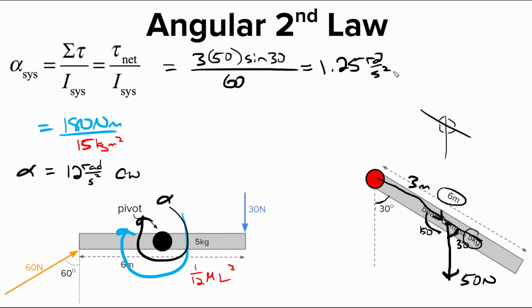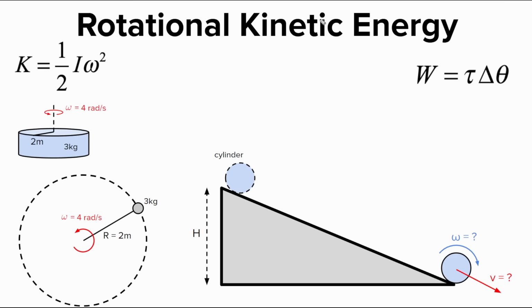So if something's moving, it's got kinetic energy, and if something's spinning around its center, it's got rotational kinetic energy. This is the formula you get on the formula sheet. It looks just like the formula for regular kinetic energy, 1/2 mv squared, with each variable replaced by its angular counterpart. So instead of mass, you put the angular version of mass, which is I, and instead of v, you put the angular version of v, which is omega, and you get the formula for rotational kinetic energy.